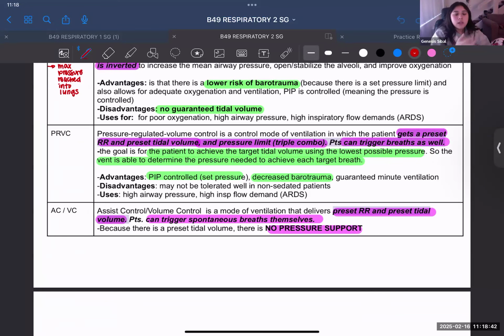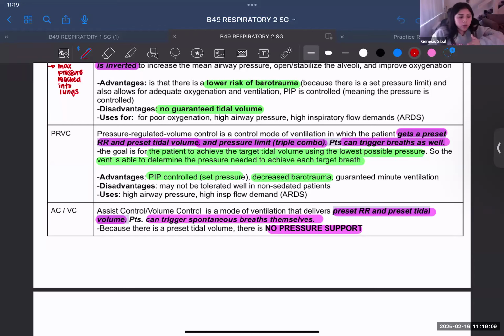Okay. And then does it have a pressure limit? Yes, it does, because it also has pressure in the name. And think about the actual term, right? Pressure regulated, it's regulating the pressure. Volume control, it's controlling the amount of volume. And this is the triple combo, right? Because again, most of the time, Genesis said they're going to have a set respiration rate. And then because it's in the name, you're going to have a preset tidal volume, a preset pressure. And then, yeah, the patient can trigger breaths as well. So that means the vent is causing the patient to trigger some breaths.